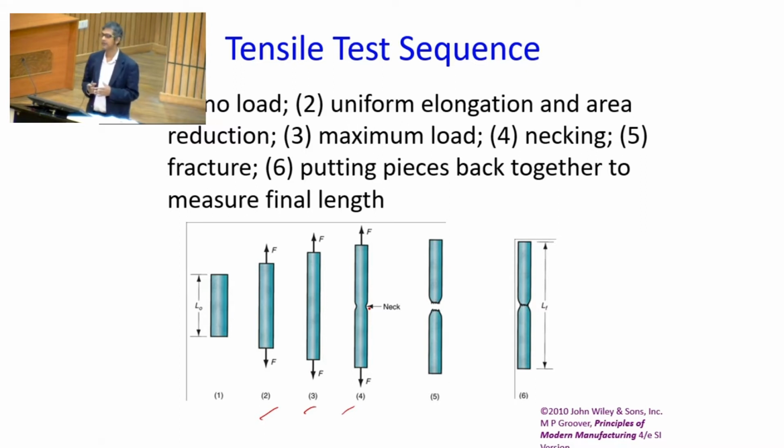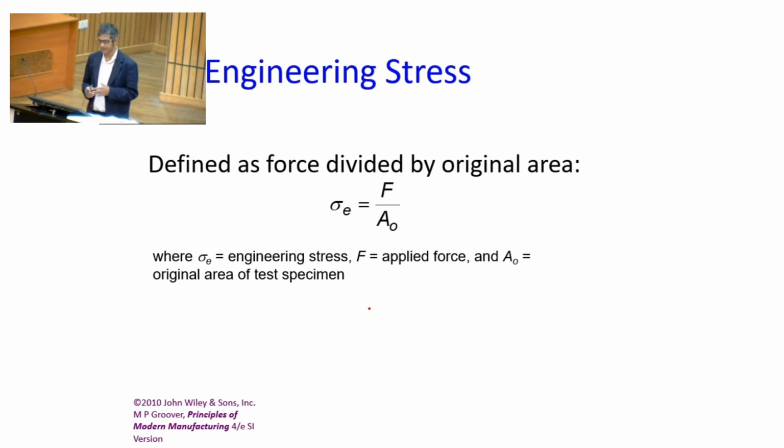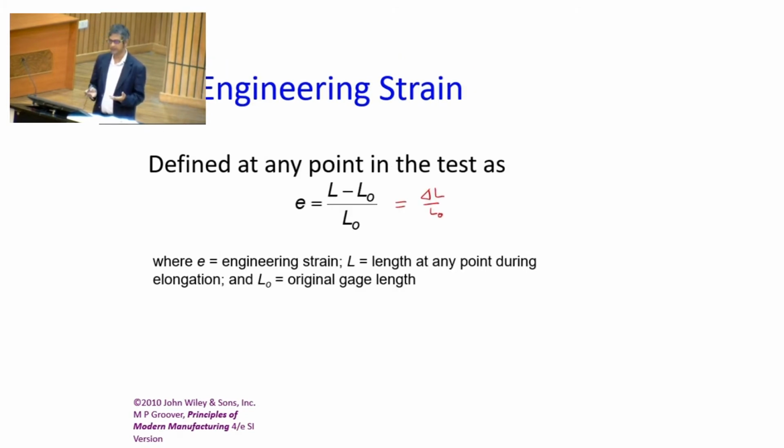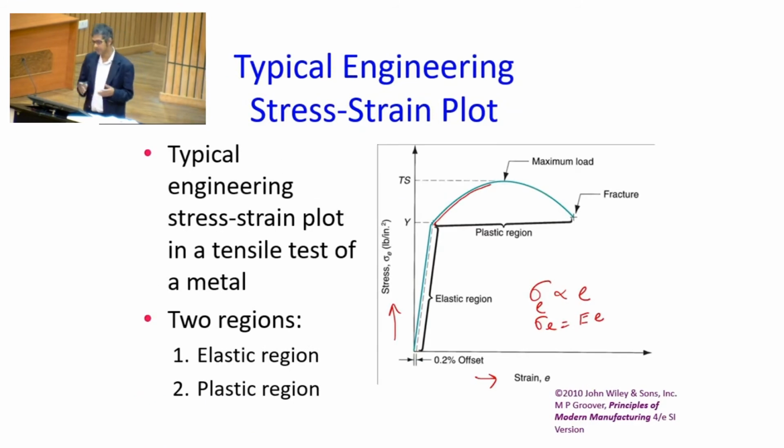Now we can measure various properties, length and other things also, right? By doing different calculations, this is the force divided by the area, that's nothing but F by A0. That is how engineering stress is defined. Engineering strain is defined by delta L by L0, where L0 is the initial length and delta L is the increase of length, right?